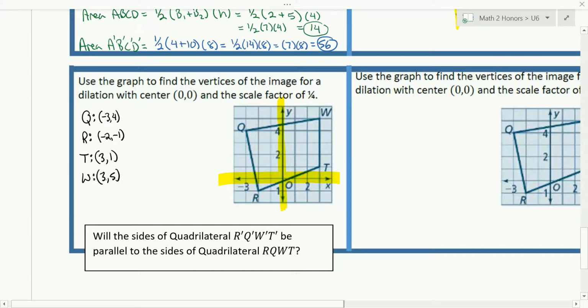With the picture, it might be hard for you to see where the coordinates are, so I wrote them here. Just make sure we're using the same coordinates, Q, R, T, and W. Those are not the answers. Those are just the starting point. You want to find the image of those coordinates.